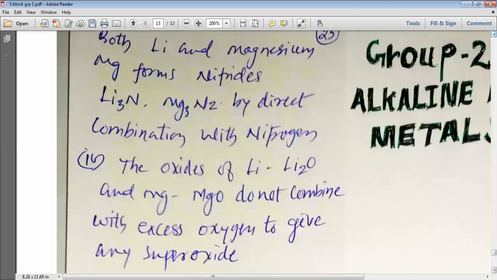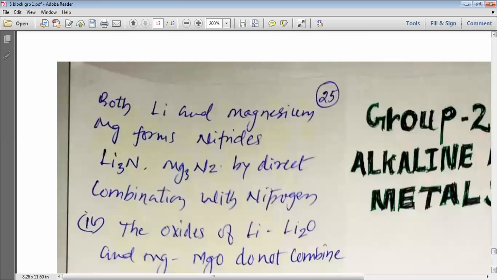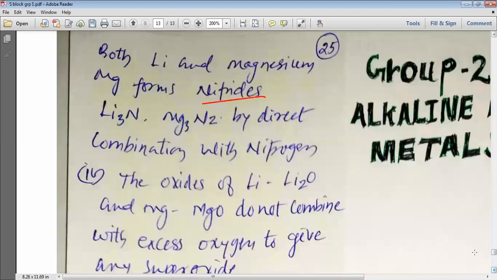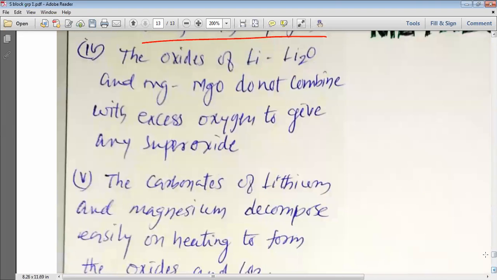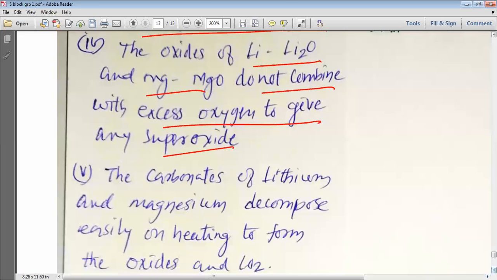Let us study a few more similarities between lithium and magnesium. Both lithium and magnesium form nitrides, Li3N and Mg3N2, by direct combination with nitrogen. The oxides of lithium, Li2O, and magnesium, MgO, do not combine with excess oxygen to give any superoxides. So lithium and magnesium do not form any superoxides.